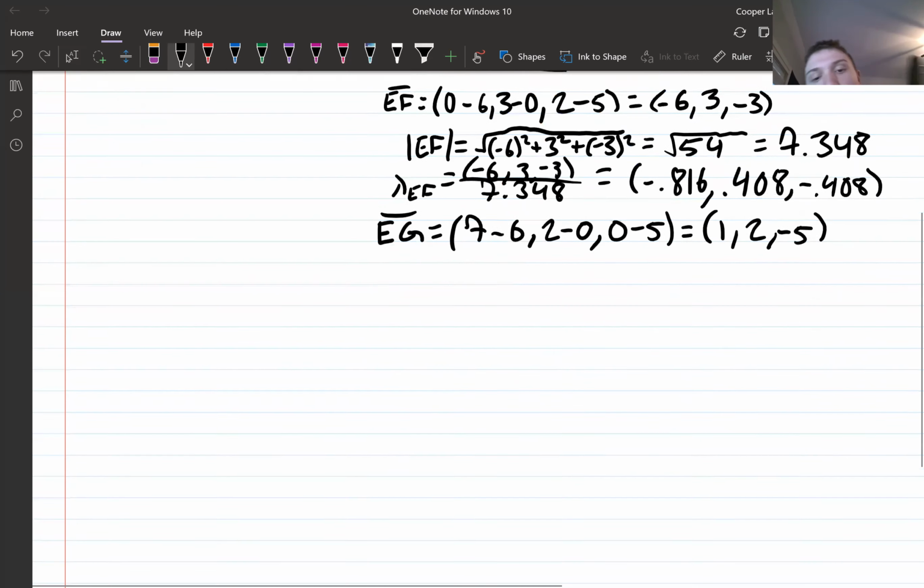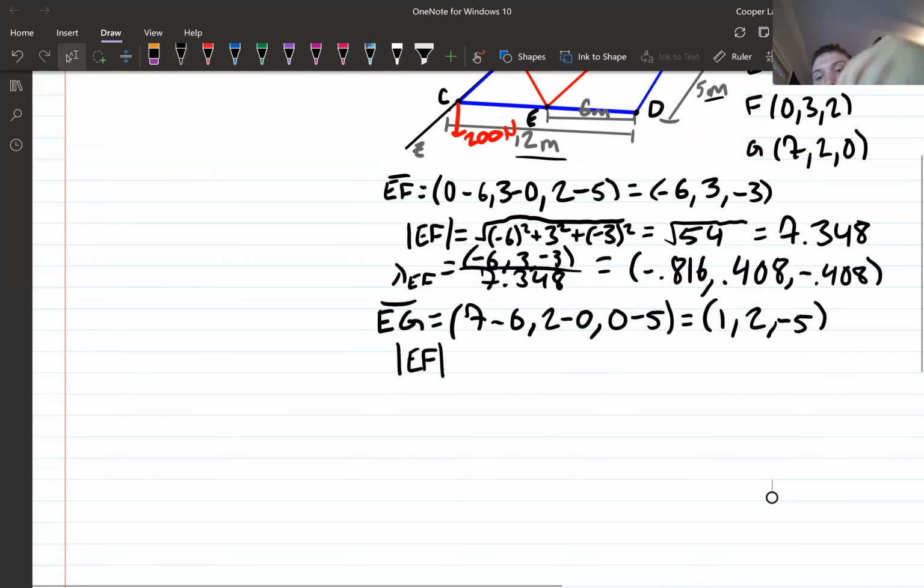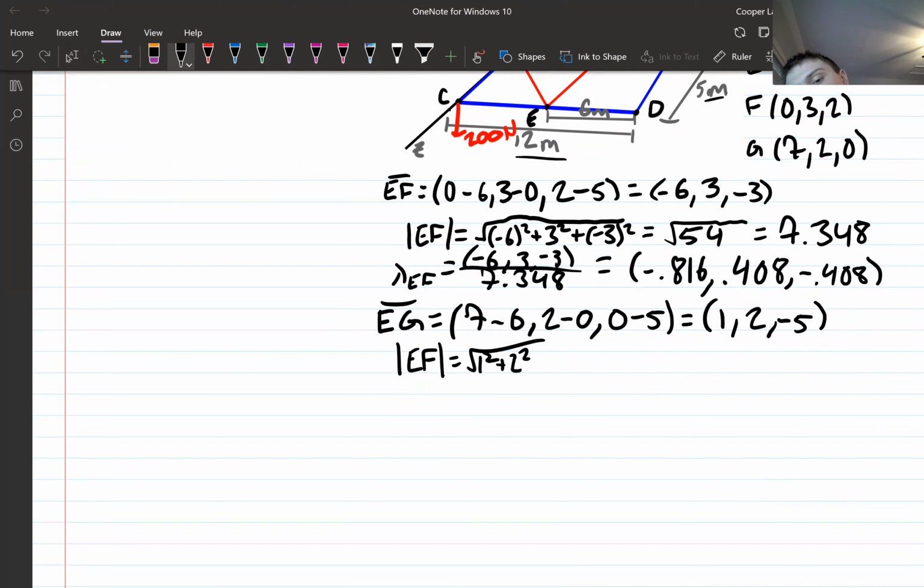Now what I'm going to do is I'm going to find the magnitude of EF. When I find the magnitude of EF, I'm going to do 1 squared plus 2 squared plus -5 squared. This equals the square root of 30, which equals about 5.477.